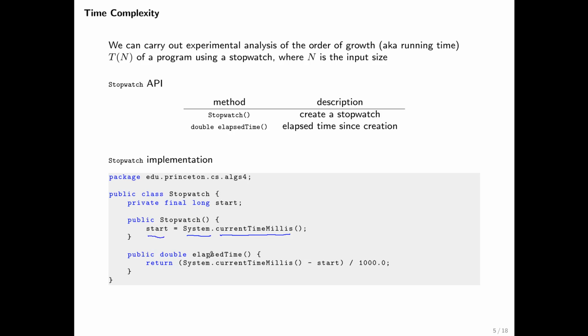And then in elapsed time, what we do is we ask for the time now using the same method, currentTimeMillis, which is a static method inside of System. And what we do is from that, we subtract the start time. All right. The start time is the time of creation of the stopwatch object. So we subtract that and we divide the whole thing by 1000 and return that value. So elapsed time correctly returns in seconds the elapsed time since the creation of the stopwatch. Okay, so that's the stopwatch data type.